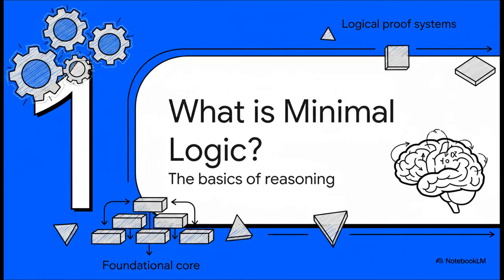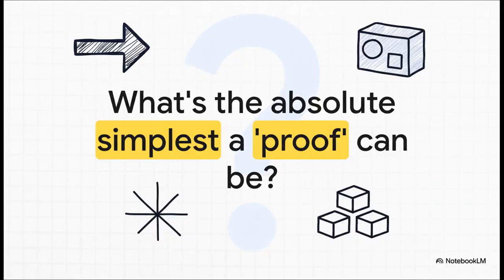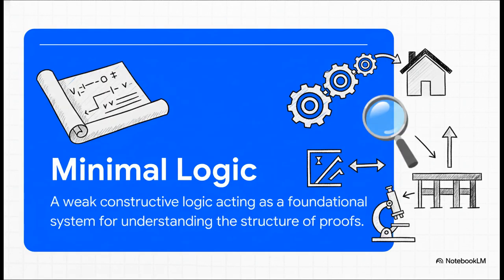First things first, what are we even talking about here? What is this foundational system they call minimal logic? To get there, let's ask a question. Imagine you strip away all the complicated rules, all the fancy assumptions we usually make. What's the most basic, bare-bones structure you need to have something you can even call a proof? And the answer to that question is minimal logic.